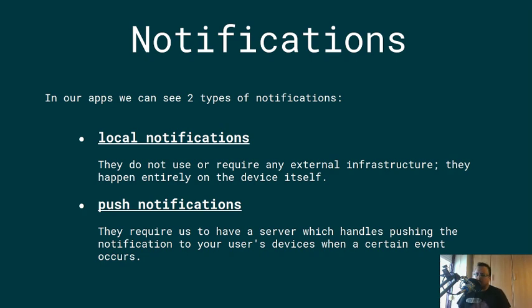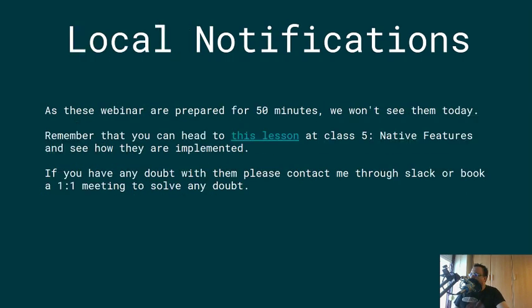So in the Nano Degree, they show you local notifications, but they don't show you push notifications. If we go to the local notifications here, I am not going to focus on these notifications today because you had the link for the lesson in class 5 in native features, and you just see how the local notifications are managed. It's very easy to implement. If you have any problem, just contact me or I will create another video for next week or anything you need.